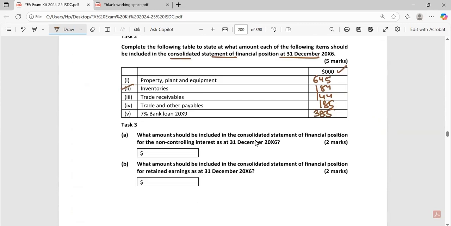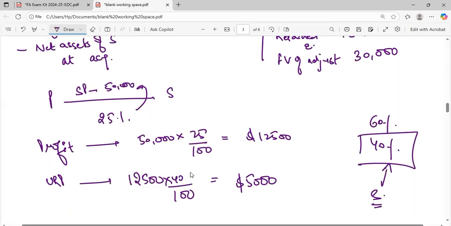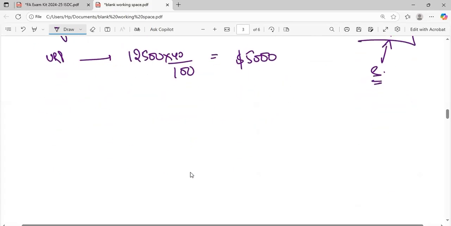Okay, let's move on to task 3. What amount should be included in consolidated statement of financial position for NCI as at 31 December 20x6? Fine. Let's see. So in our statement of financial position, NCI would be recorded at its fair value of NCI. And then we are going to include NCI's share of profit.